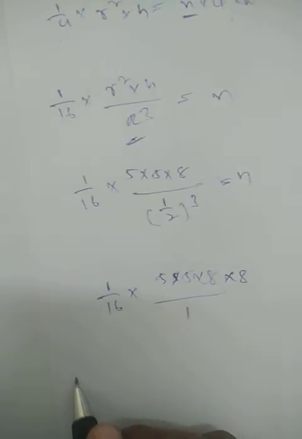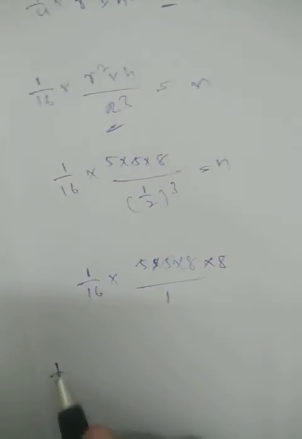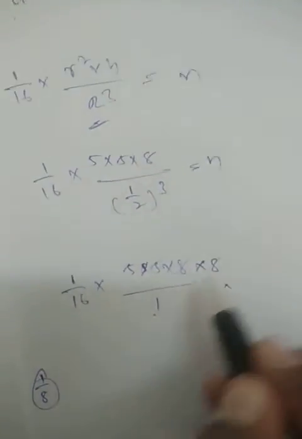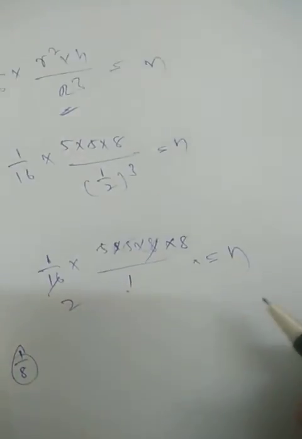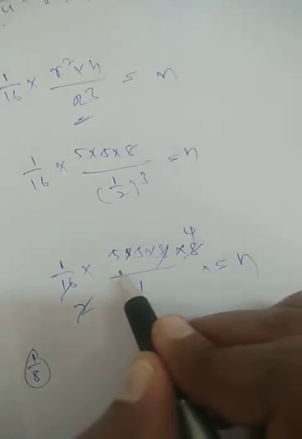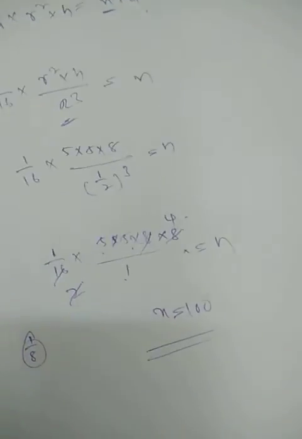Now n is 1 by 16 into 5 into 5 into 8 by 1 cube is 1, 2 cube is 8. Actually it will be 1 by 8. When it is division, it will become multiplication by its reciprocal, 8 by 1. So 8 ones are 8, 8 twos are 16, 2 ones are 2, 2 fours are 8, 5 fives are 25, 25 fours are 100. So how many marbles have to be dropped? 100 marbles have to be dropped.